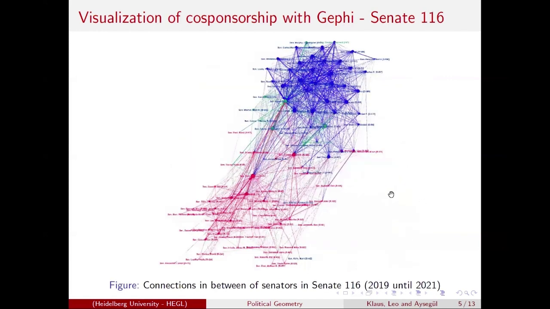However, the Senate period 2019 until 2021 gives us an entirely different picture. We see that the two parties are quite separated, and there are not that many connection lines between them. So we definitely see that there have been drastic changes in cross-party cooperation.